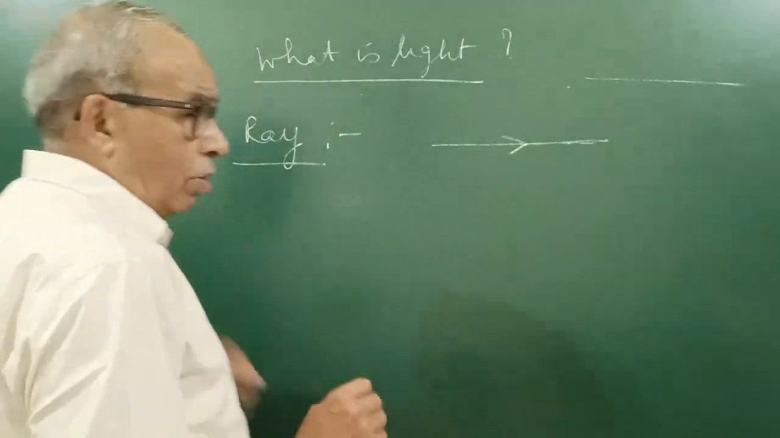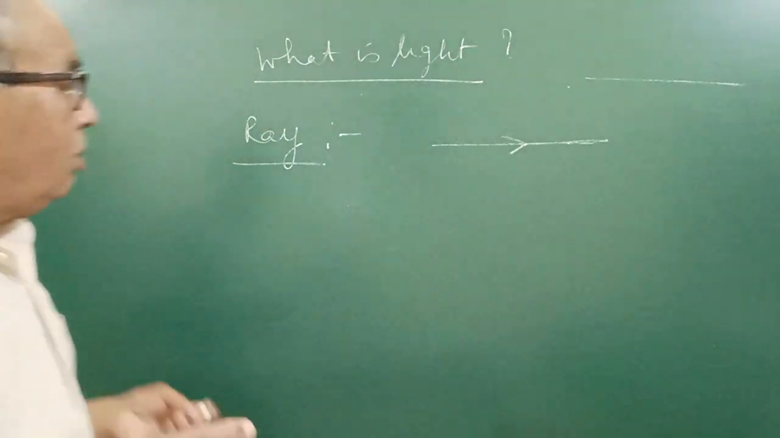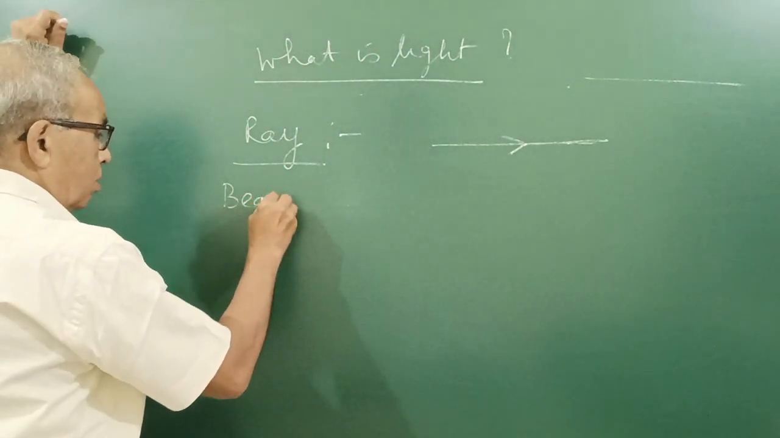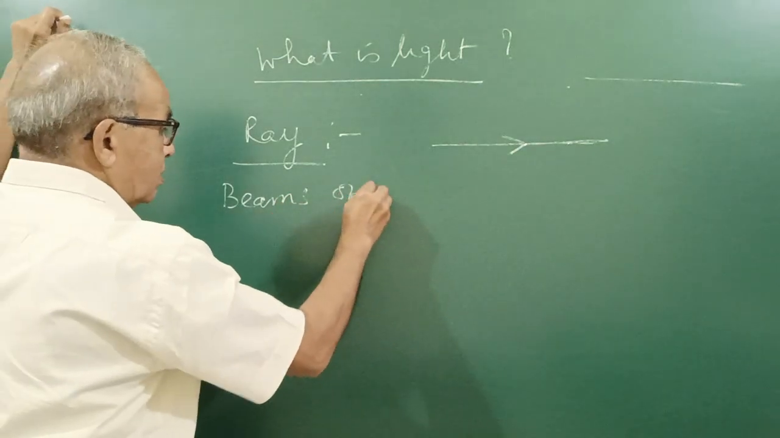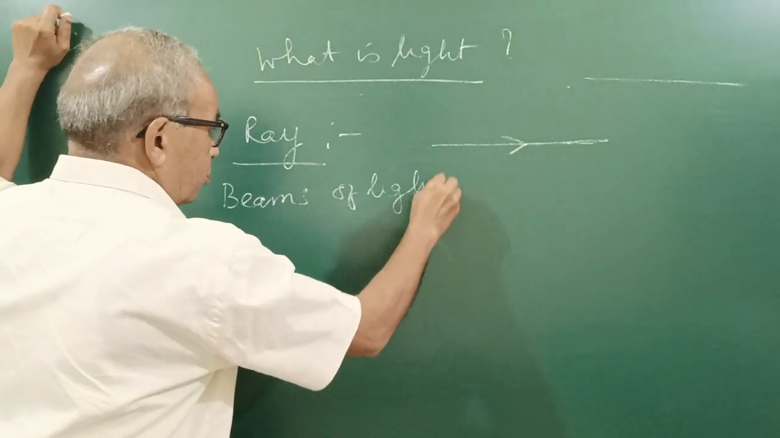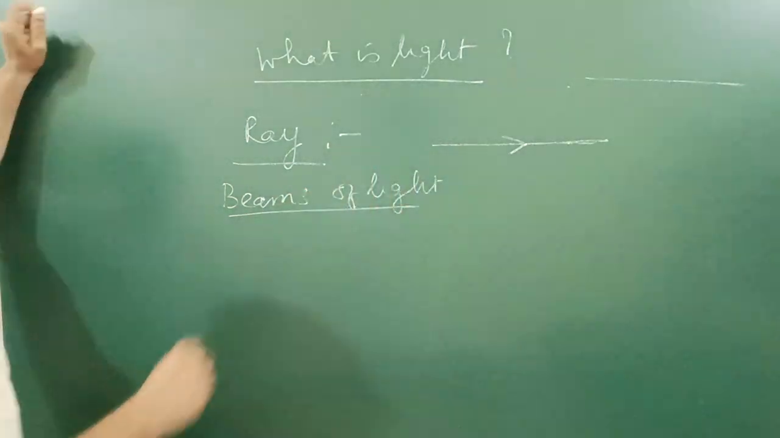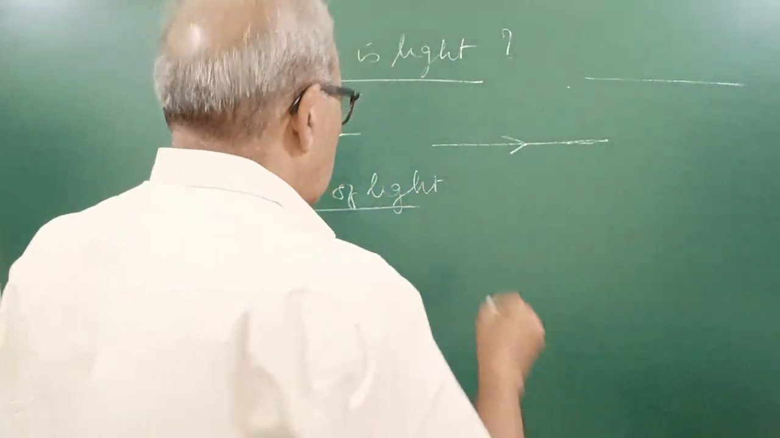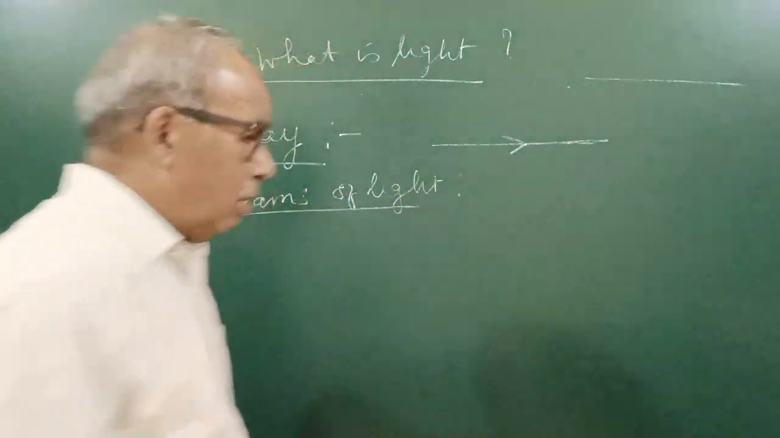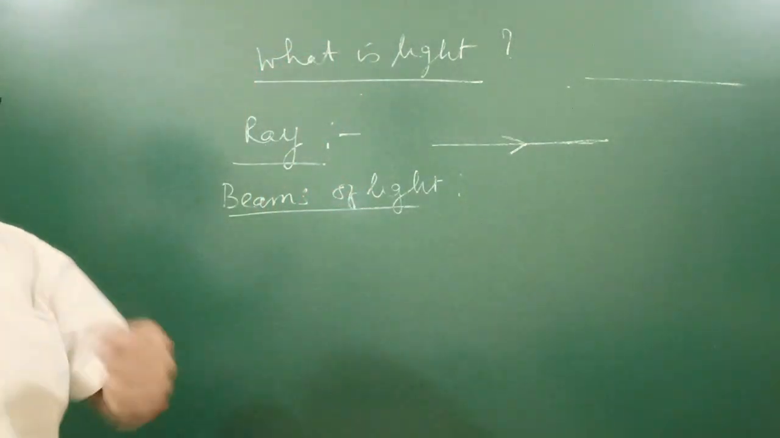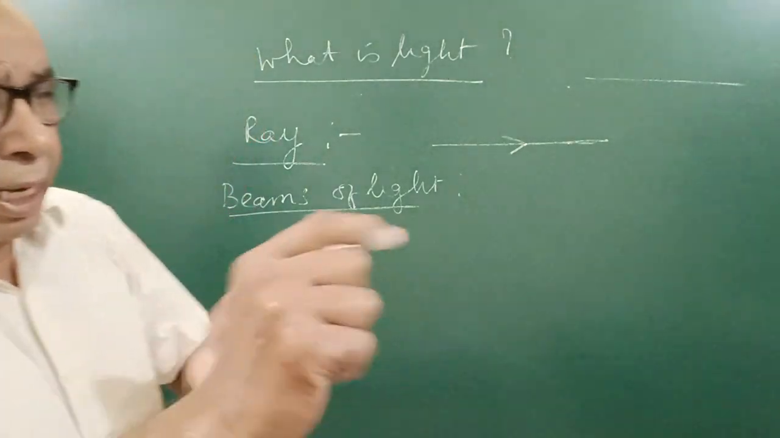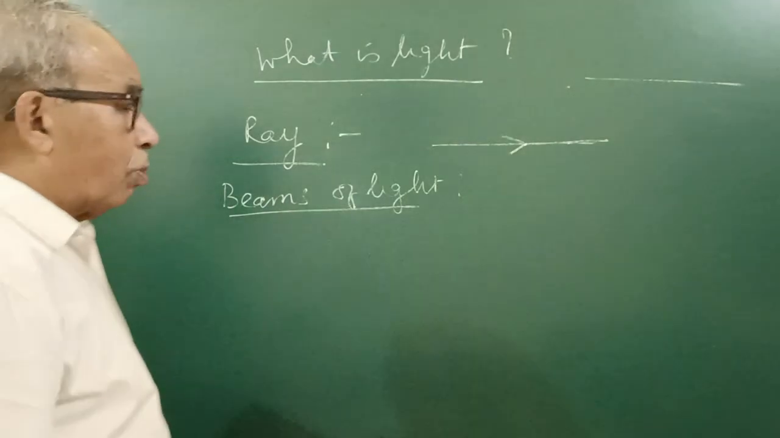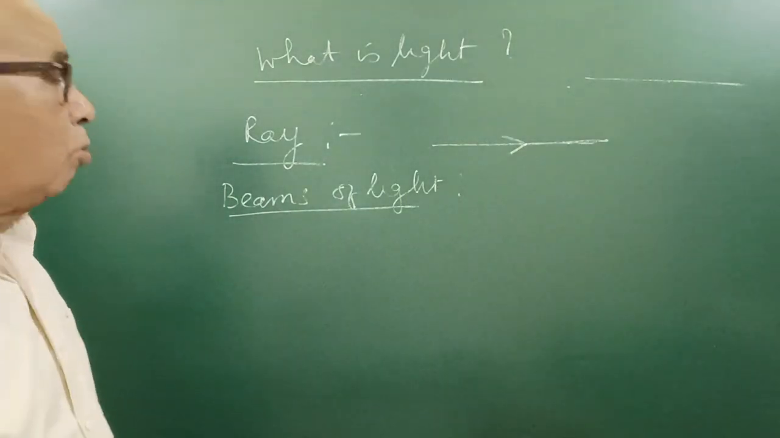Now listen to me very carefully. Beams of light. A group of rays of light is called a beam of light. I am speaking, and if you are unable, you can write yourself. A big number of rays together form a beam of light.